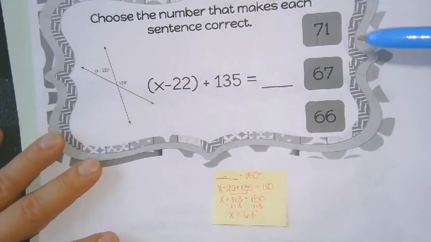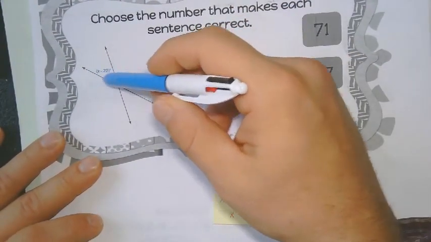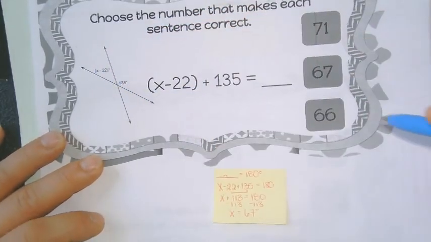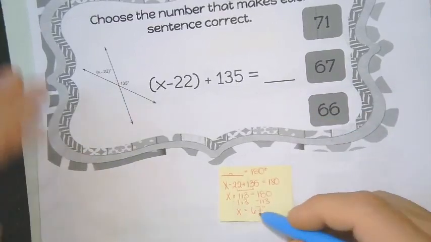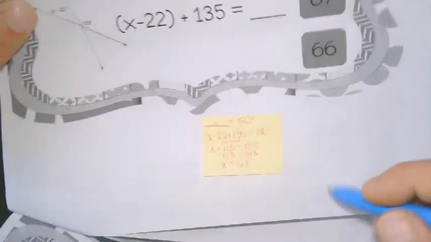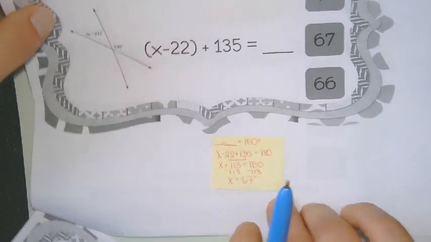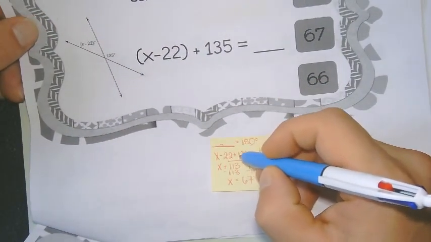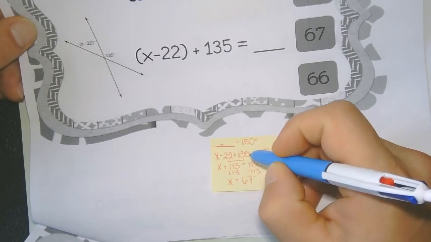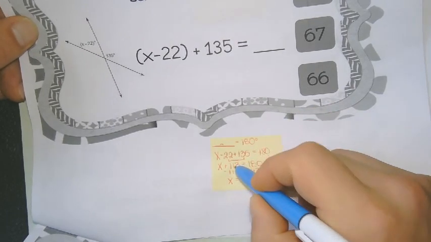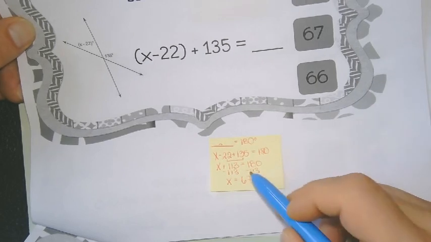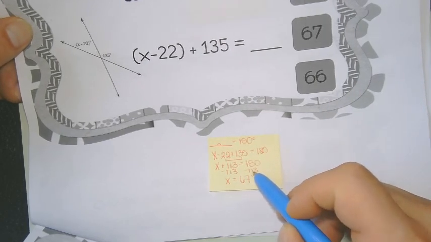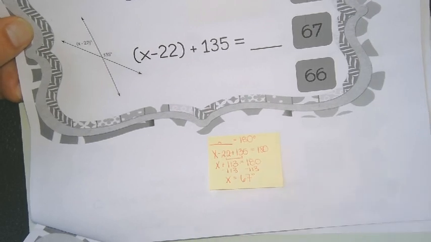Here we got two sets of straight lines, but we're talking specifically about the one right here. And we know that a straight line is equal to 180 degrees. So if we set x minus 22 plus 135 to 180 degrees, we can find our answer. So minus 22 is like a negative 22, and plus 135 is giving you 113. All right? So now we can minus 113 to isolate the variable. 180 minus 113 is going to give you 67.